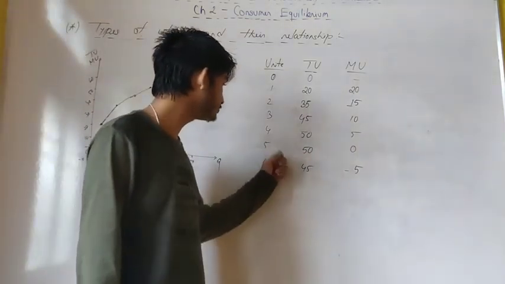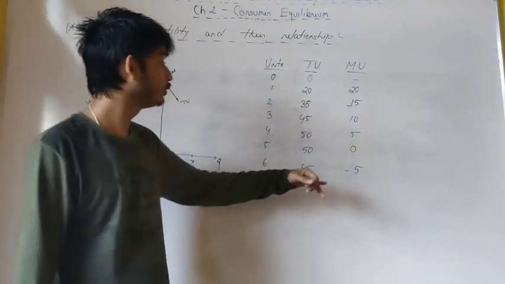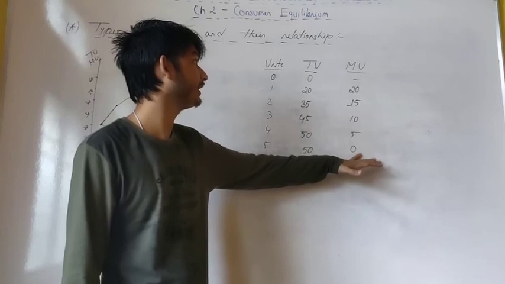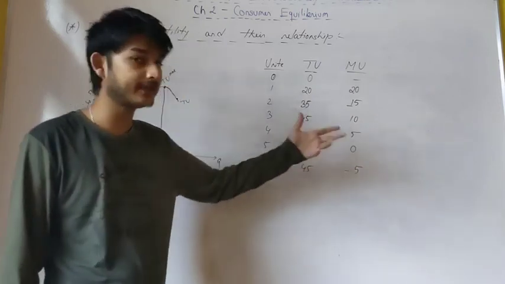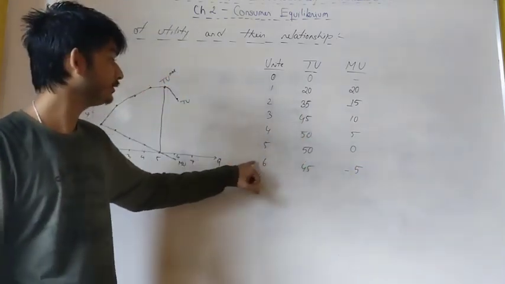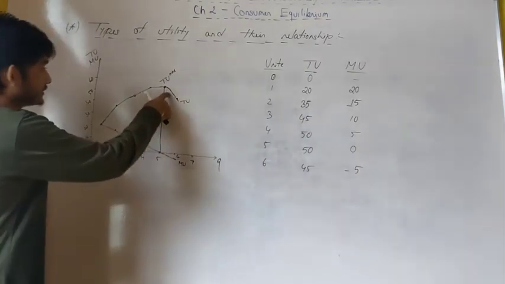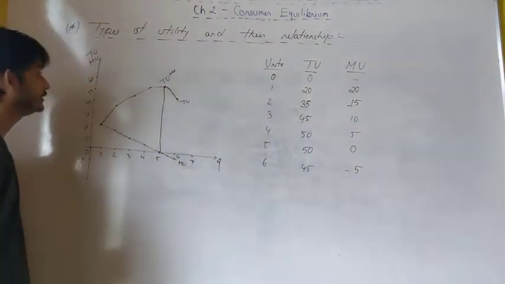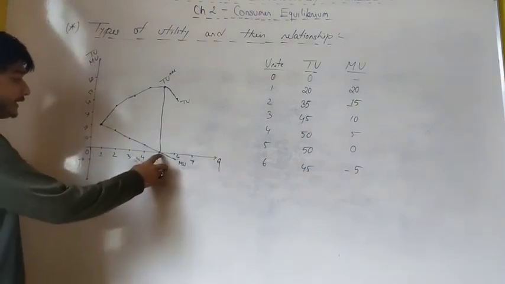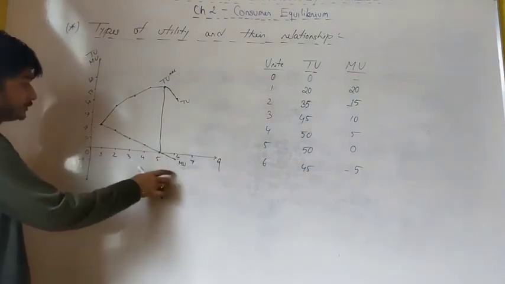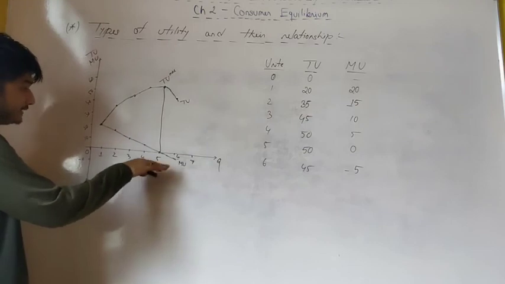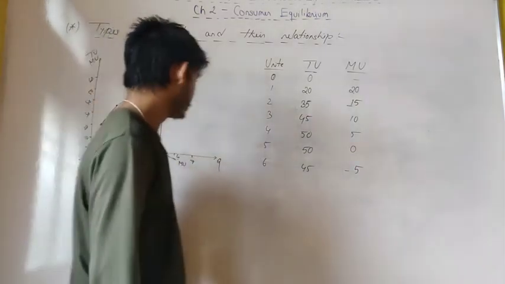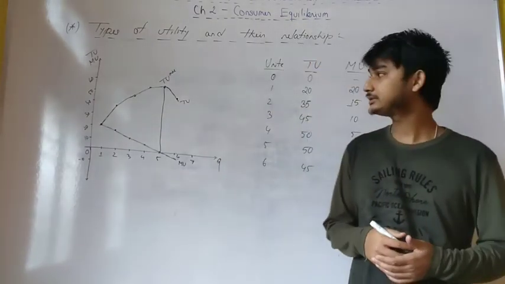So at this point total utility reached its maximum and marginal utility became 0. And if he consumes more of the same commodity beyond the point where his marginal utility became 0, his total utility will fall. See, total utility started falling, and at that point this marginal utility will become negative. See, the marginal utility curve came into the negative quadrant.